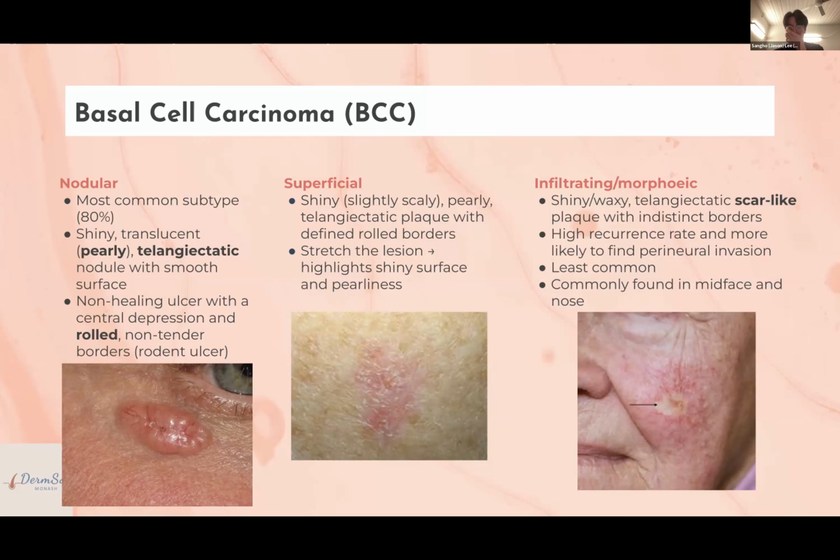And the last type is your infiltrating or the morphoeic type. These present as more like scar-like lesions, indistinct borders, and they're harder to treat because they have indistinct borders. So often we don't get clear margins when we excise them in the first place. And we commonly find these on the midface and the nose.